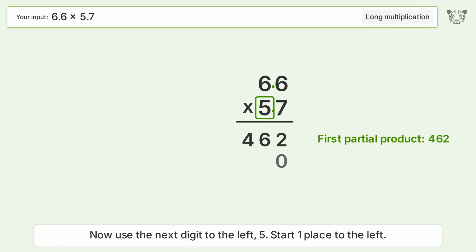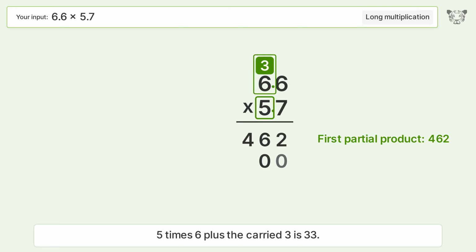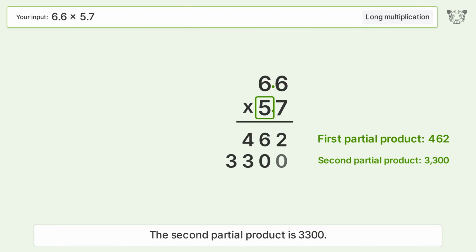Now use the next digit to the left, 5. Start one place to the left. 5 times 6 is 30. Put 0 in this column and carry 3. 5 times 6 plus the carried 3 is 33. The second partial product is 3,300.